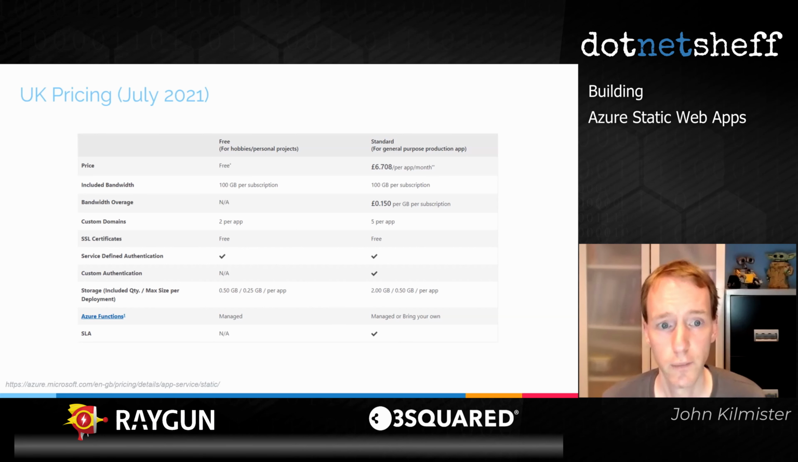But yeah, the free tier is very generous, and I'd say for hobbies and personal projects, proof of concepts is good. And the standard tier, which gives you SLAs and all the things you'd need in a corporate environment, isn't that expensive at only £6 a month at the moment.